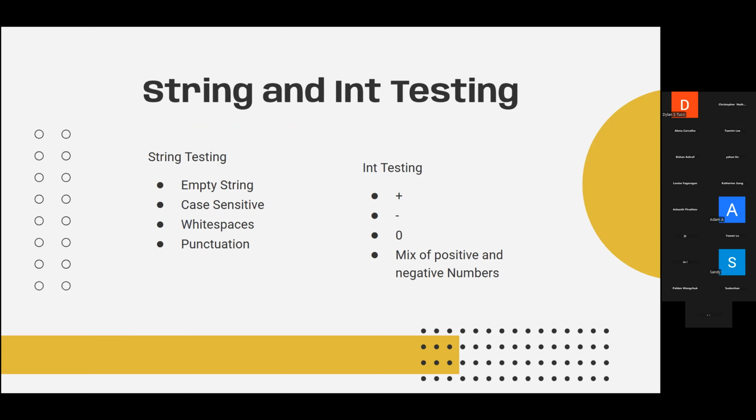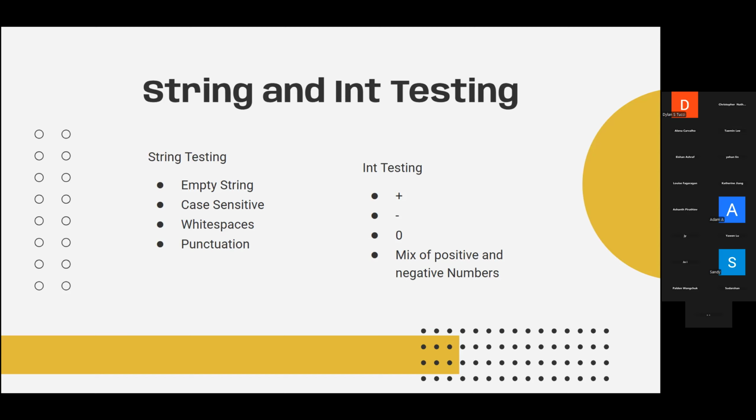And if it is case sensitive, we can always do like first letter is uppercase, and then we can do some letter in between is uppercase. And then we can always test white spaces. So what happens if we have a lot of white spaces in the front or the back or both? And then as well as punctuation. Since punctuation is part of valid strings, we can always incorporate those to create new test cases.